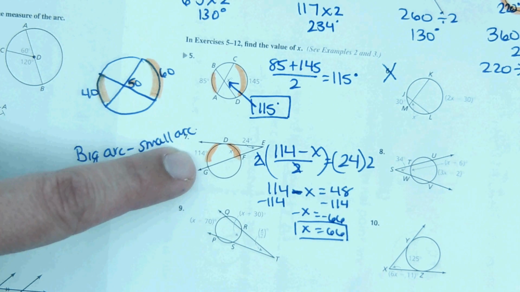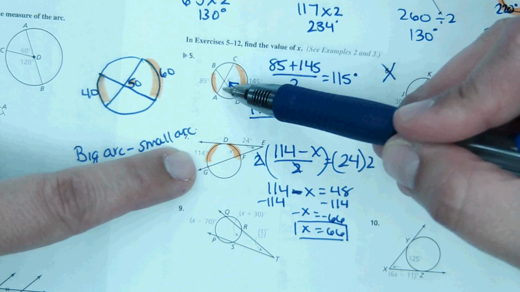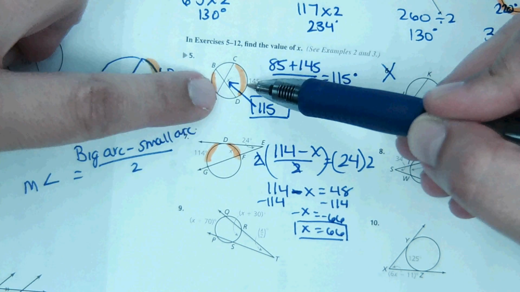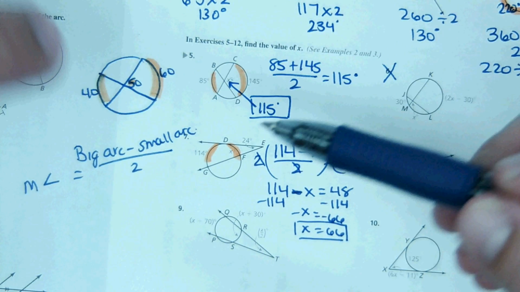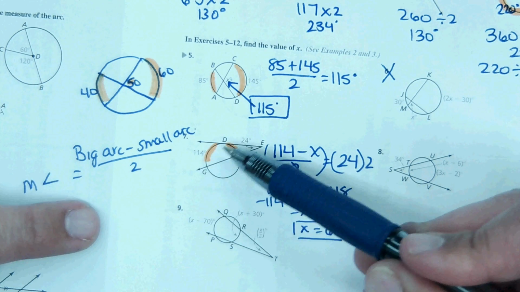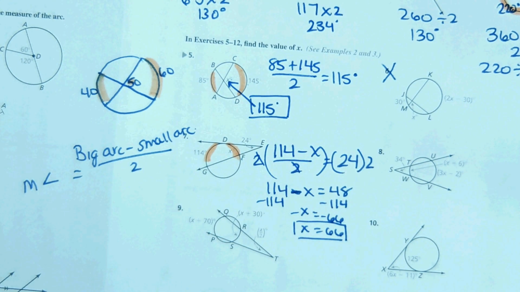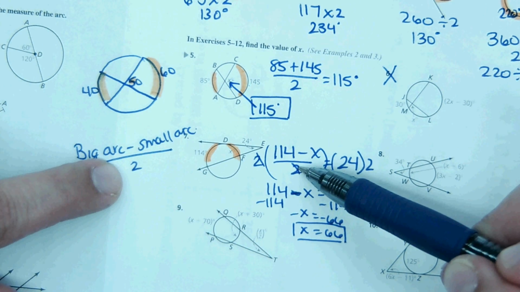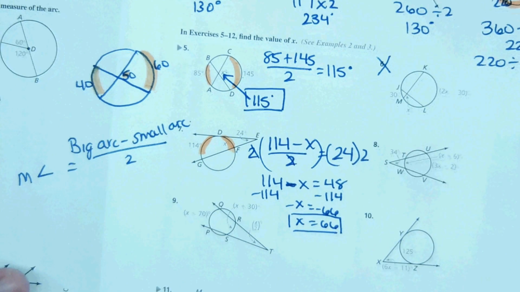Because it's a different type of problem. So this has intersecting lines inside. So we just added these two up, divide by 2 to find that. And then this one is the one where it's big arc minus small arc, divided by 2. So we divided by 2, like this.